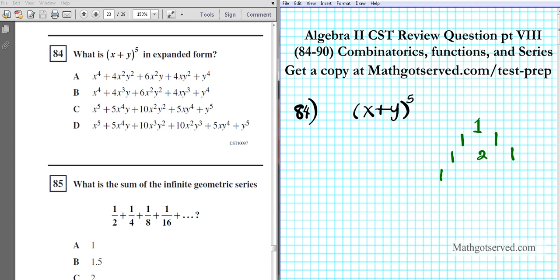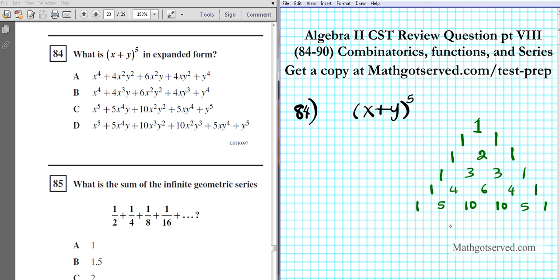Row 3, 1, 3, 3, 1. You just add the two numbers on top to get the bottom middle number. That's the pattern. And then row 4, 1, 4, 6, 4, 1. We need to go all the way to row 5 because this binomial is being raised to the fifth power. So the last row that we need is 1, 5, 10, 10, 5, 1. All right? So these would be the coefficients of my expanded form.